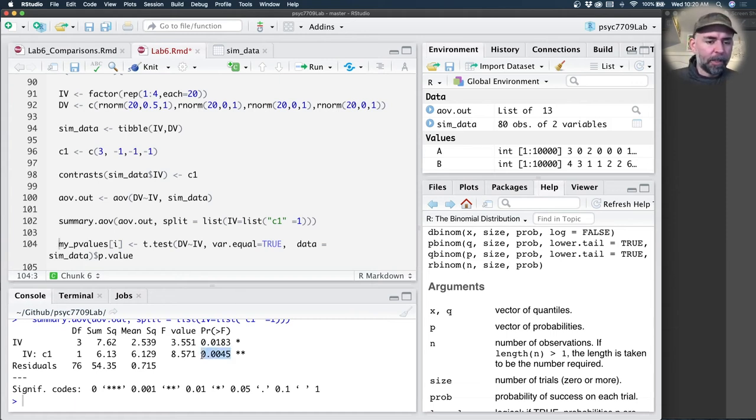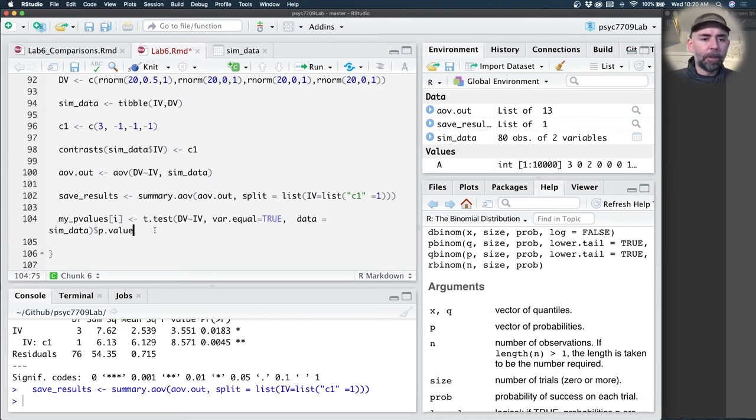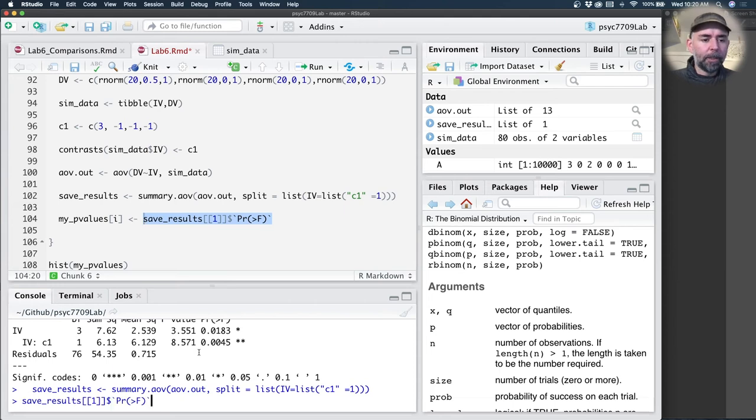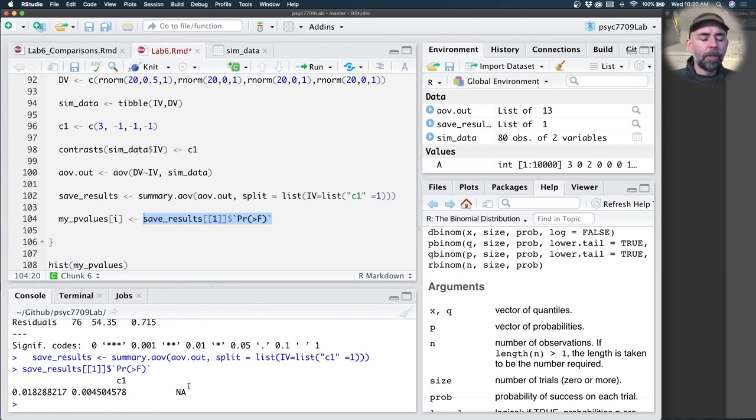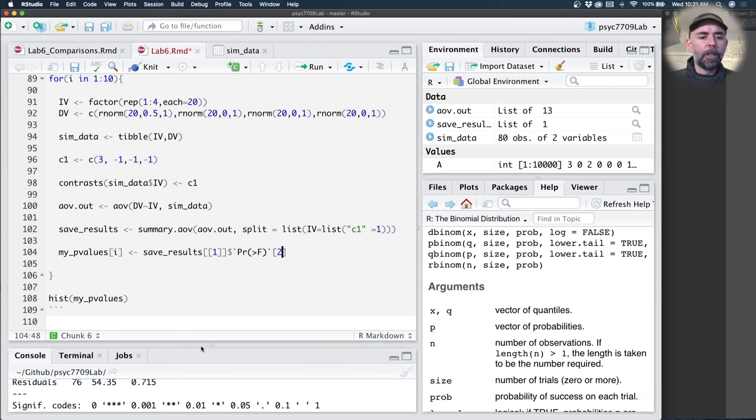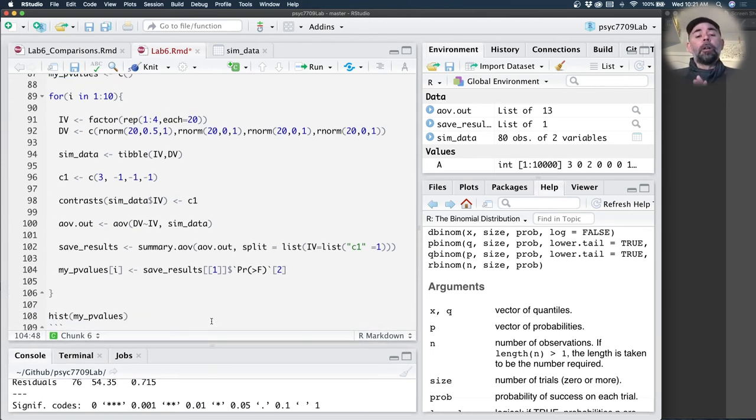Now what we're interested in is this p-value here. Okay, so if we put all of this into save results, and then we interrogated save results just like this, we can find that p-value. And just so you can see what this would look like, there's three numbers here. We're interested in the second number. So I think what we've done in this example is we've got our p-value extracted for that linear contrast.